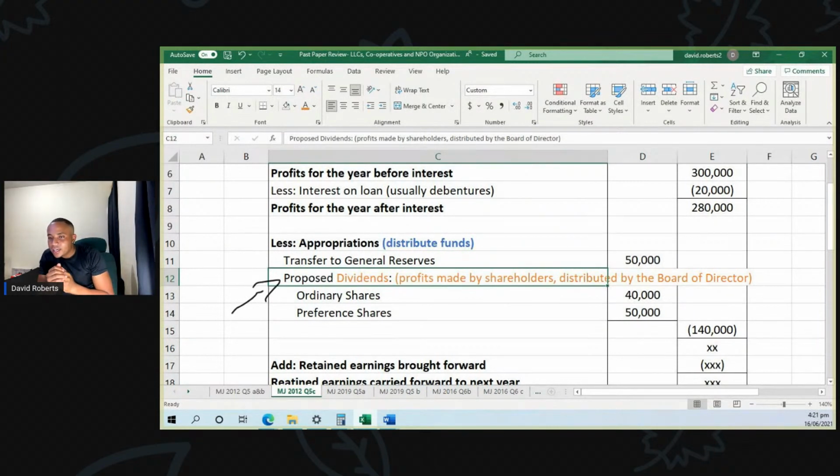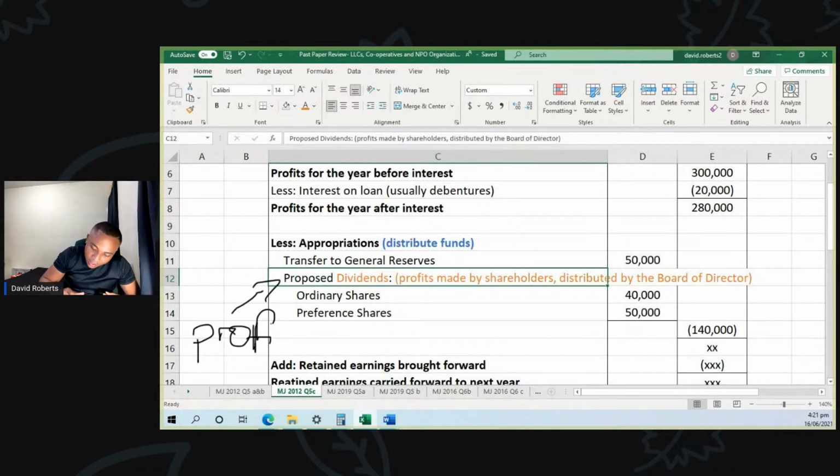And in regards to Evan's question, yes, there are different formats. Right now, this is the format I'm using for the appropriation account. But when appropriating, where are the dividends paid from? It is paid from the profits. It's paid from profits of the business.